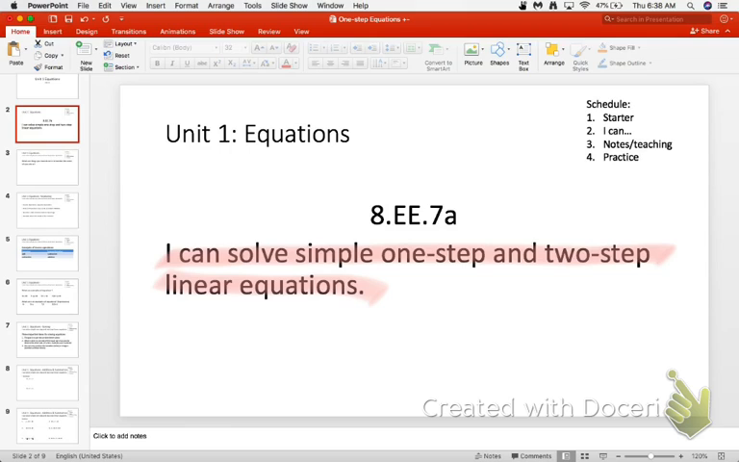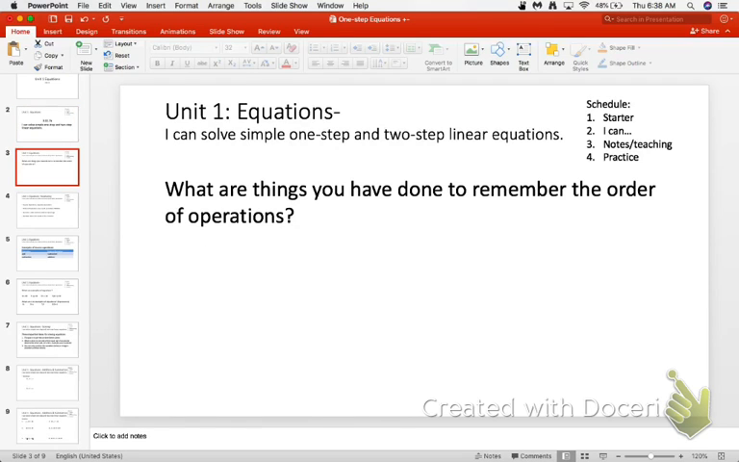All right, now that you have that written down, you're going to go to page 3 and you are going to start with this slide. So I want you to stop and think for a second. What are things that you have done to remember the order of operations? A lot of us use helpful hints, a saying or two. But what do you use to help you? Okay? So think about that for a second.